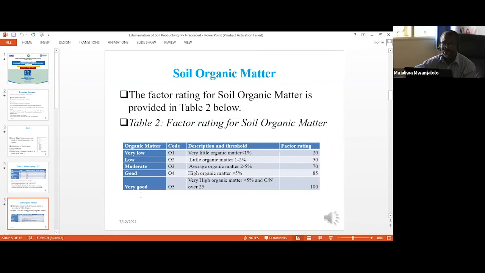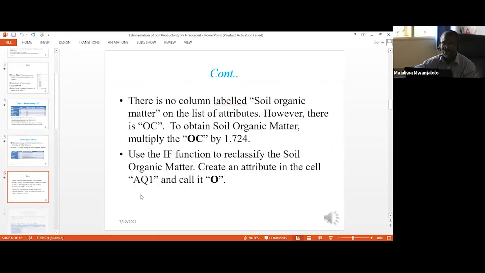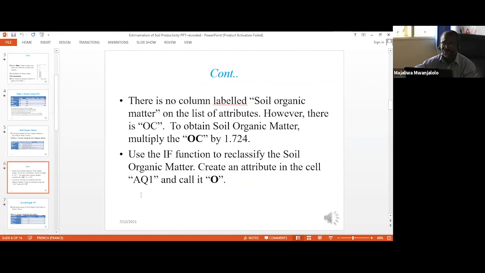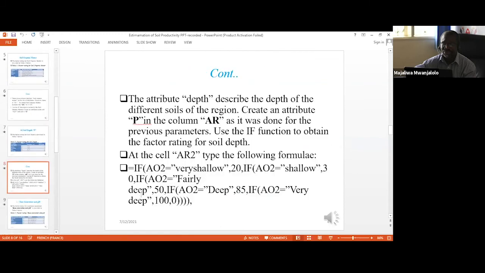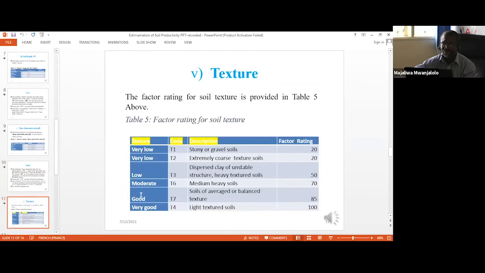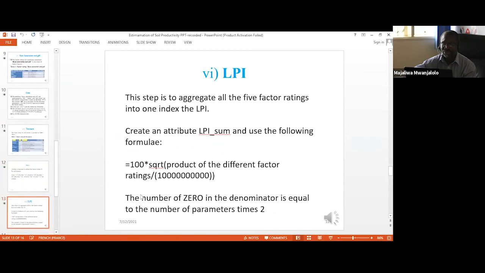You go to the next. For organic matter, you do the same. You go to the next, you do the same until you have the 5 done, and then you can combine them. You can combine them by using the formula which is there of LPI, which is equal to 100 times the square root of the product of the different factor rating you will get.